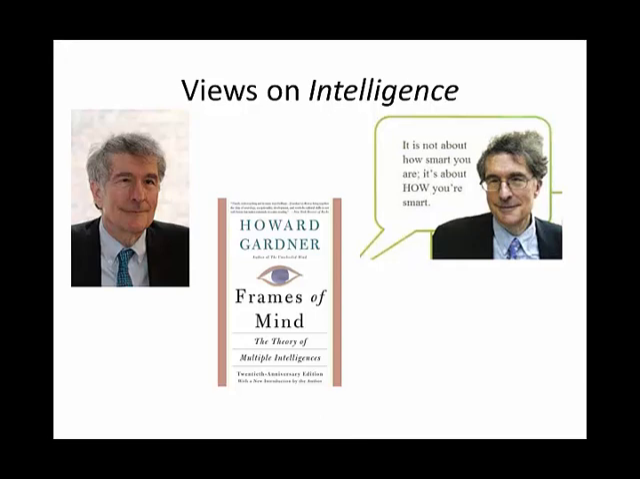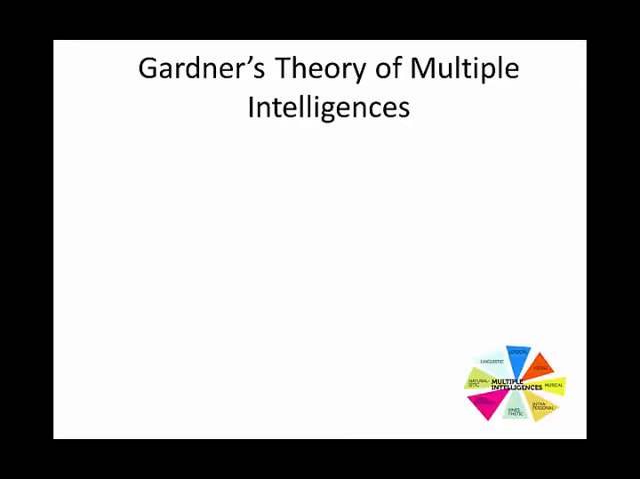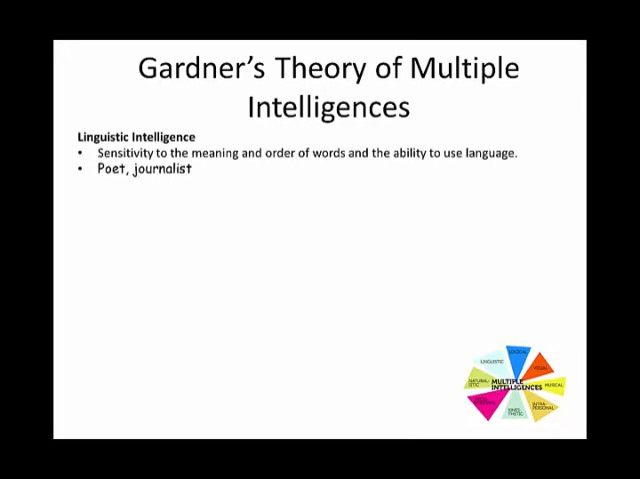Now, those 7 domains of intelligence that Gardner identified in his book were as follows, and they're going to be presented over the next 2 slides. So you have the linguistic domain of intelligence. This is where sensitivity to the meaning and order of words and the ability to use language is the most prominent. Examples of vocations where linguistic intelligence is probably at a premium would be a poet or a journalist. Perhaps you can think of others.